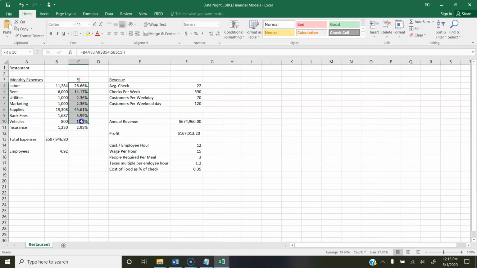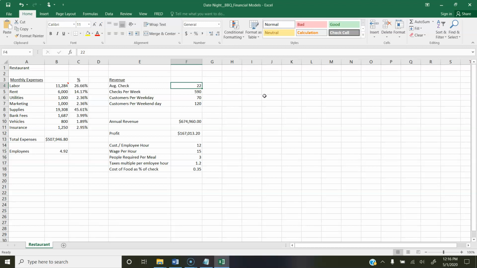And we can go through and understand what those costs are as a percentage of our total expenses by just dividing each of these individual expenses by the sum of the total expenses. So let's look at the revenue side of the coin now. Okay, well, let's pretend that the average check is $22. And based on this, we're really talking about a fast casual restaurant here.